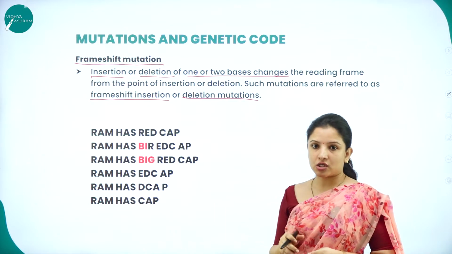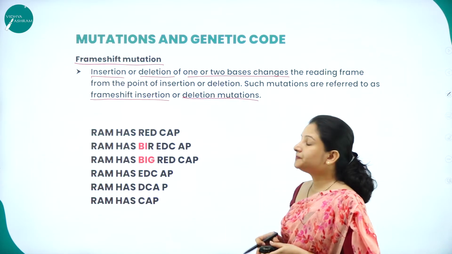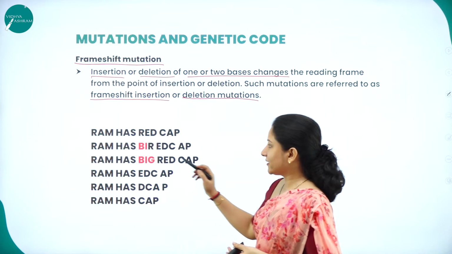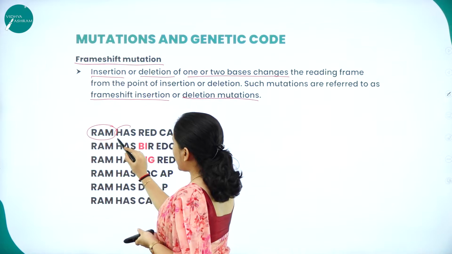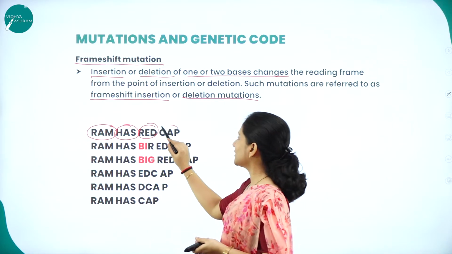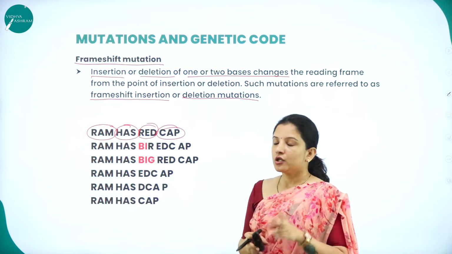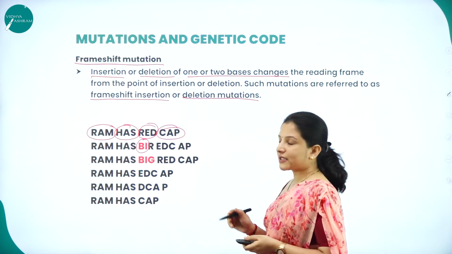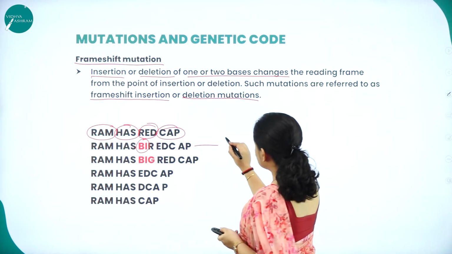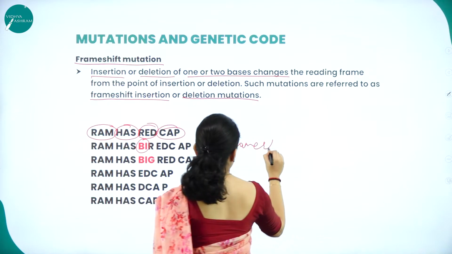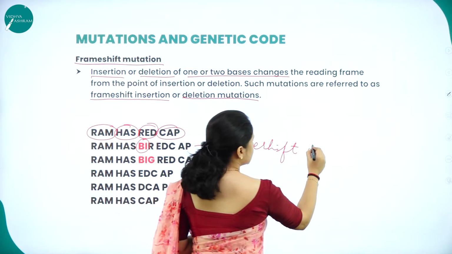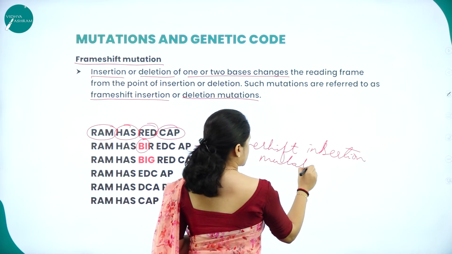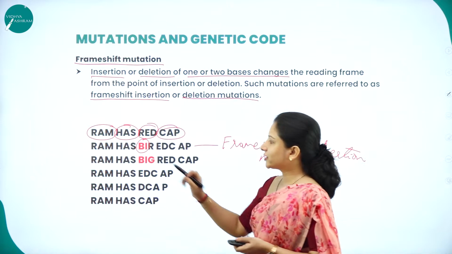shift deletion mutation. Here also we can explain this by taking this particular example that has been given in your NCERT textbook. So the normal sequence is read like this. RAM, this is one triplet codon, has is one triplet codon, red is one triplet codon, cap is one triplet codon. Now what happened here? Two nucleotides got added. Can you see here? Two nucleotides got added. Now, because two nucleotides got added, what type of mutation is this? This is a frame shift insertion mutation. Because two nucleotides got added here.